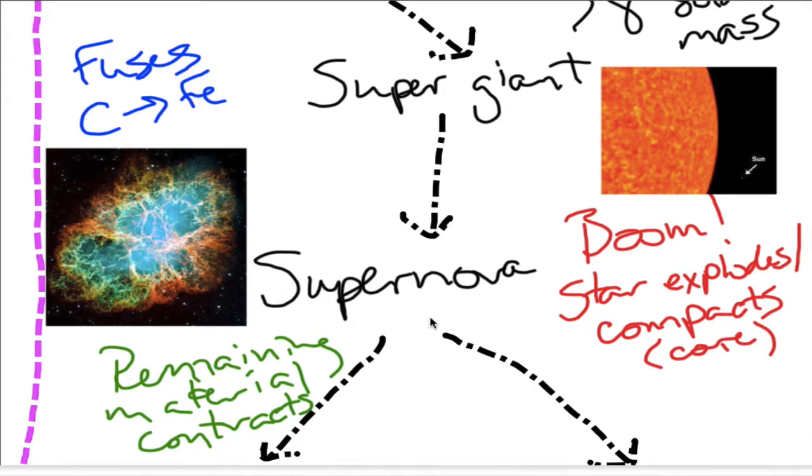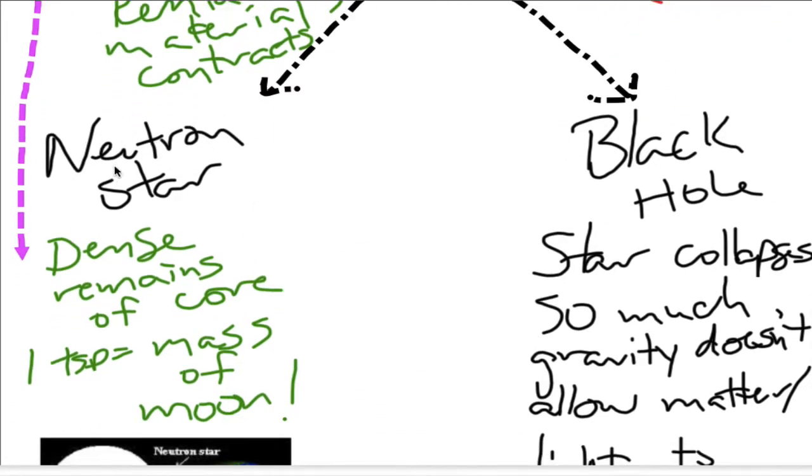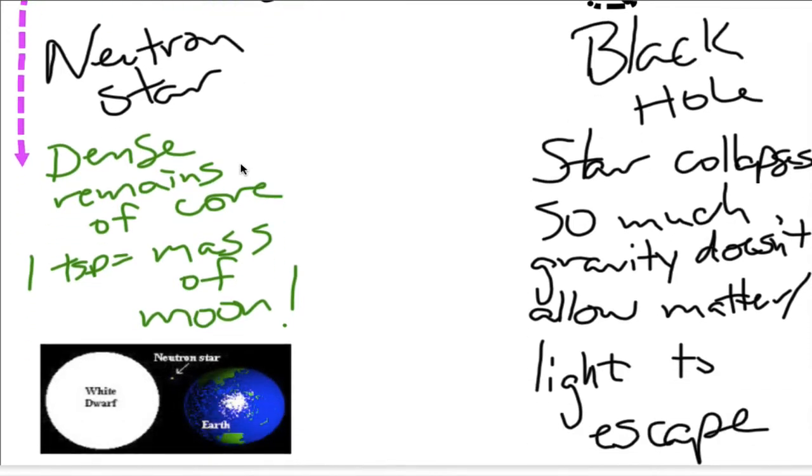Now, as you can see, after we have a supernova, we can go one of two ways. Again, it depends on the mass, guys. Mass is extremely important when we're talking about where stars go in their life cycle. So after a supernova, the remaining material is continuing to contract, so it's really, really dense. Now, big stars, over here on the left-hand side, can turn into something called a neutron star. Now, neutron stars are very, very dense. It's the core of these supergiants shrunk down into a very, very small area.